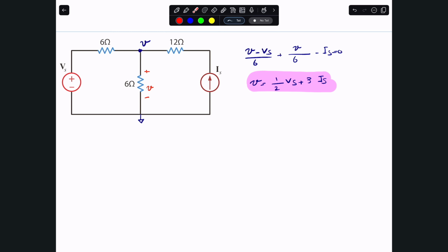So at this point I want to turn off this source. If I want to turn off this source, I want the current that is flowing in here, IS, to be 0. And the way we typically do it is by basically opening the circuit in here. So if there's no wire, you basically turned off that source.